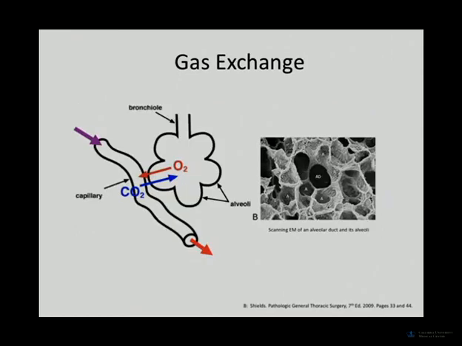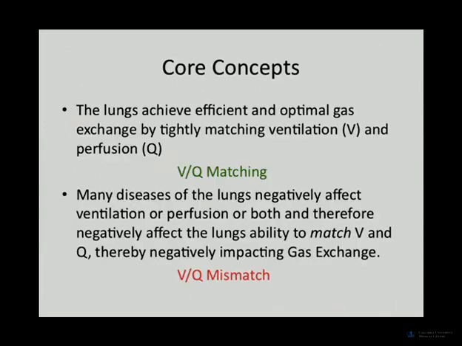We're talking very specifically about gas exchange that occurs at the alveolar capillary membrane. The 2 core concepts that you're going to learn about in the beginning of this lecture are what we call VQ matching and VQ mismatch. Understanding V and Q and understanding VQ matching is critical to understanding VQ mismatch. Now, VQ mismatch is the cause of hypoxemia in many, many, many lung diseases. In fact, it's the most common cause of hypoxemia in lung disease.